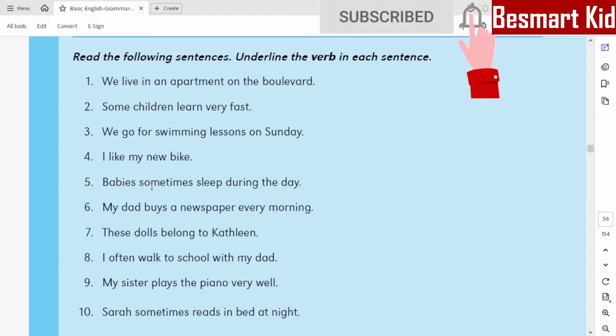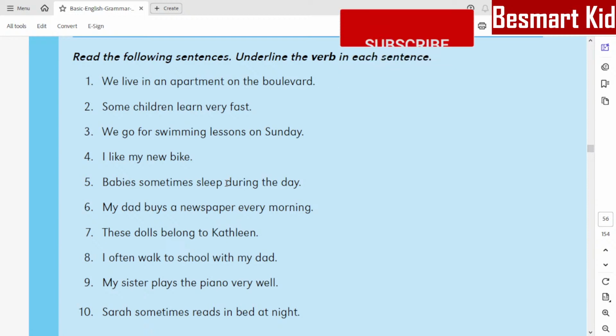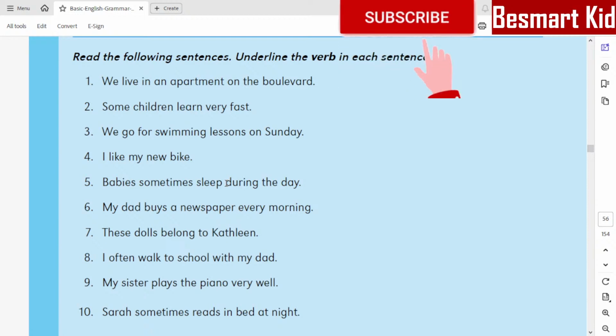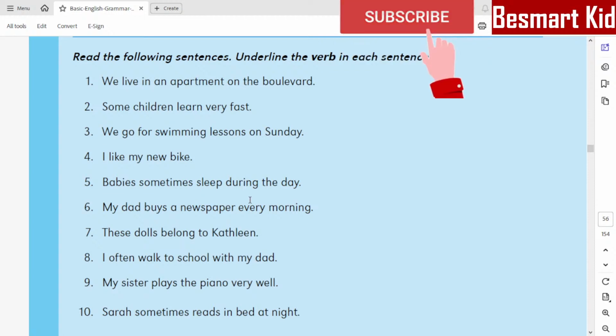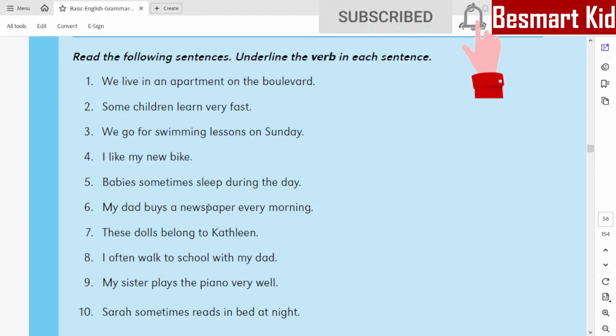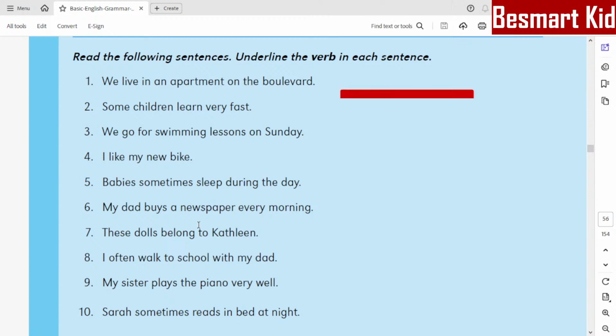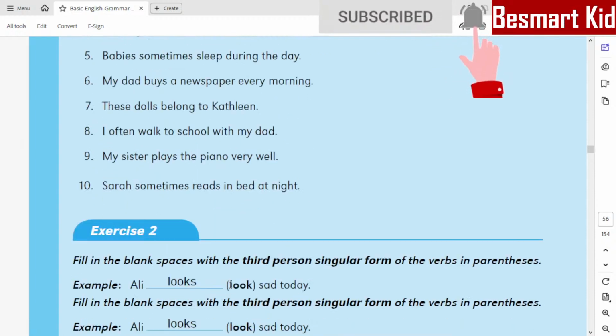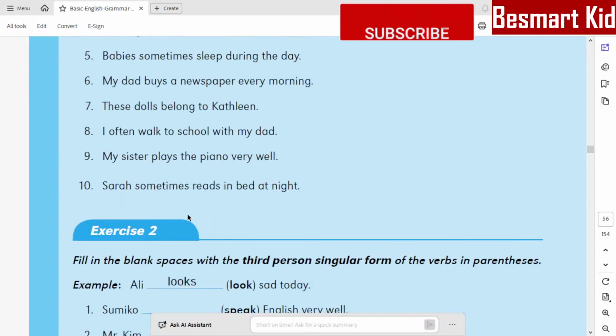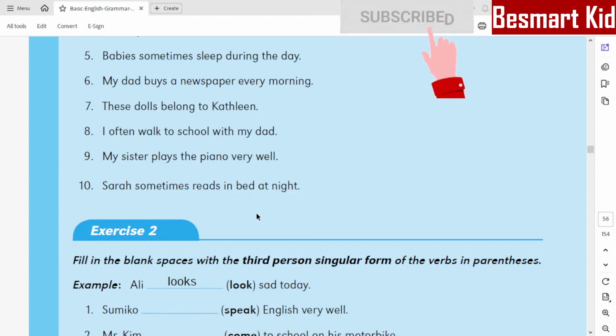Babies sometimes sleep during the day. My dad buys a newspaper every morning. These dolls belong to Kathleen. Eight: I often walk to school with my dad. My sister plays the piano very well. Sarah sometimes lies in bed at night.